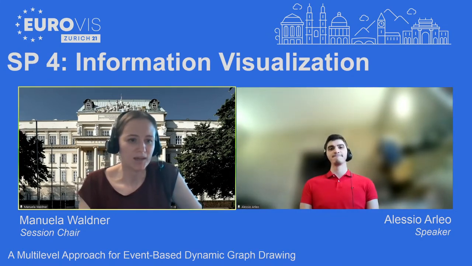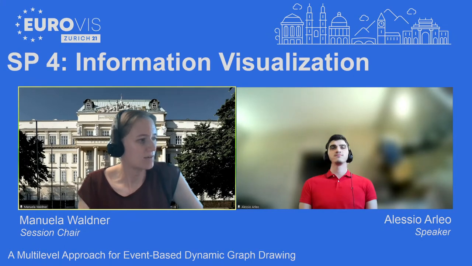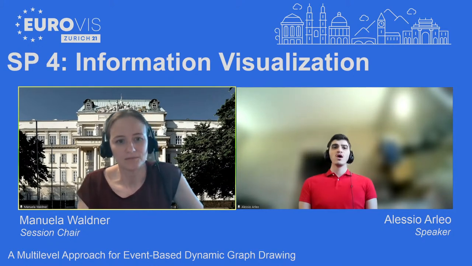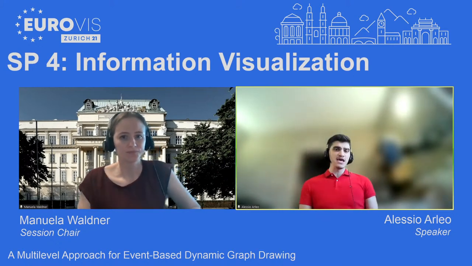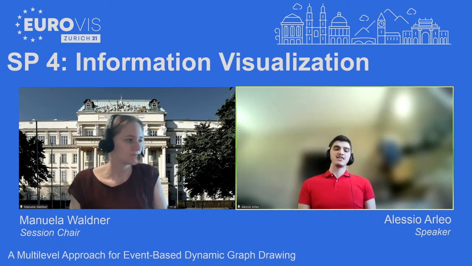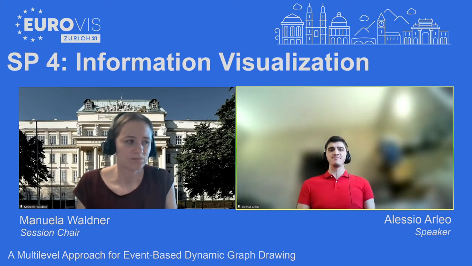Okay, so we have a question on YouTube by Martin Skrotsky. How many levels does the multi-level hierarchy typically create? And to what number of vertices do you go down on the coarsest level in general? In terms of levels, it depends, because there are cases in which we have a very shallow hierarchy, so we have two or three. But we tend to have an average of five, depending on the type of the graph.